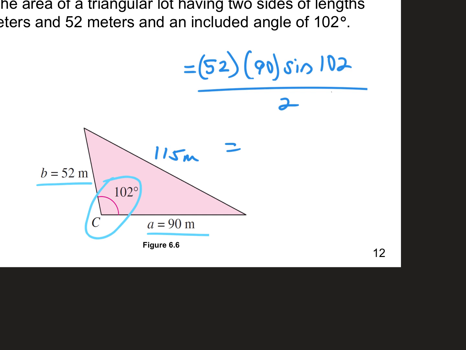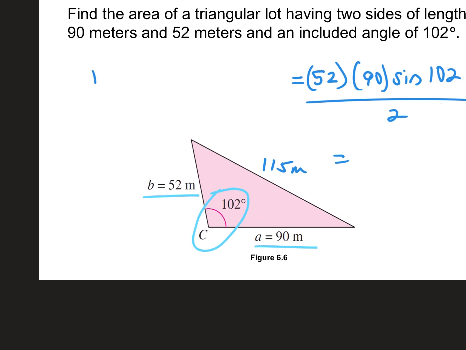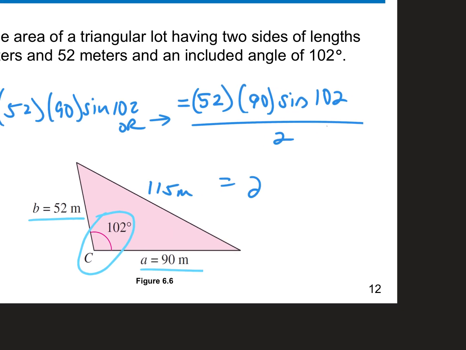So if you throw that into your calculator, what's 52 times 90 times the sine of 102 divided by 2? If you would rather write it like this, guys, if you would rather the 1/2 and then 52 times 90 times the sine of 102, you can do that. I just don't like the 1/2. 2,288.86, 87, something like that.